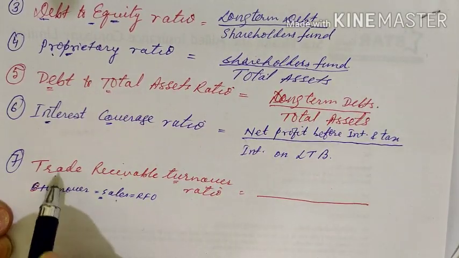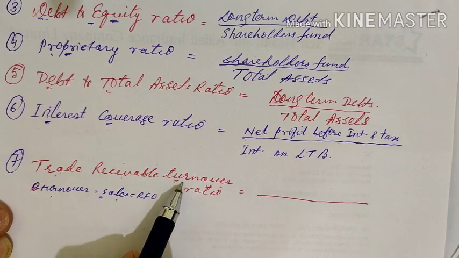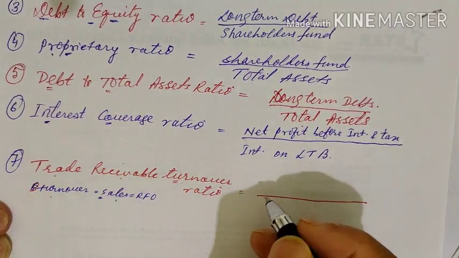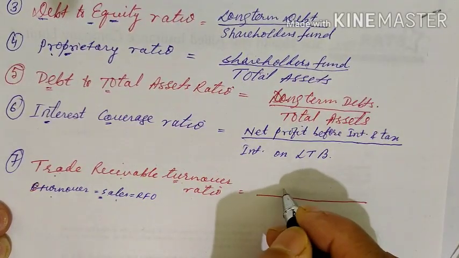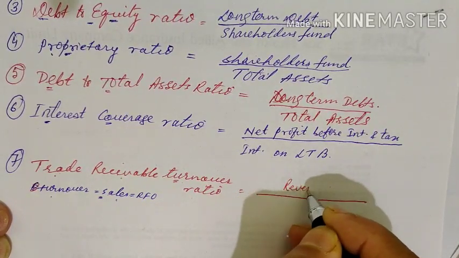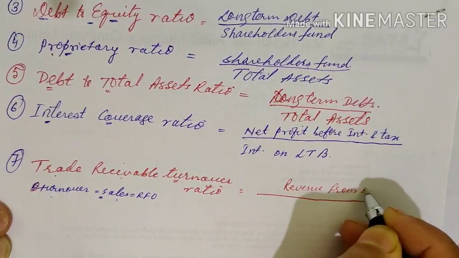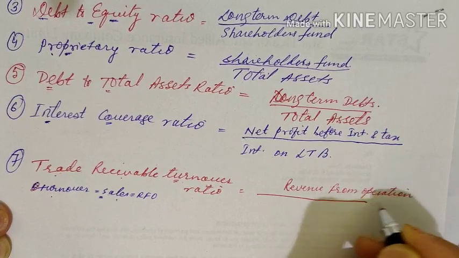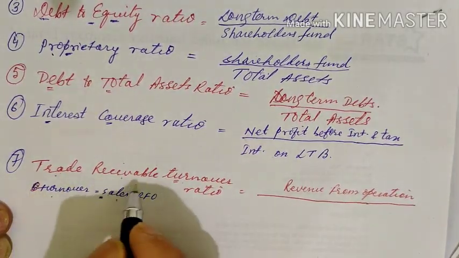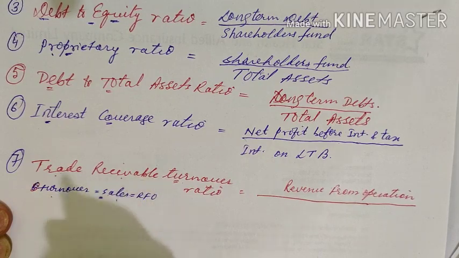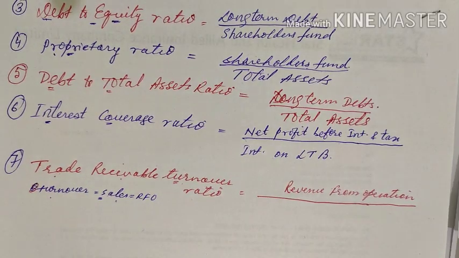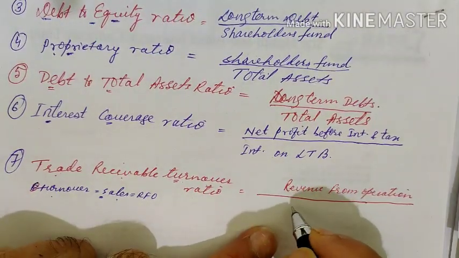So we got the two factors. One factor is trade receivable, another factor is turnover. Turnover means sales. So instead of sales, we'll be writing revenue from operation. This is one of the factors. Another factor is trade receivable. Trade receivable means debtors and bills receivable. These are changeable current assets which change during the course of the year. So the amount in the beginning will not be the same as the amount at the end.